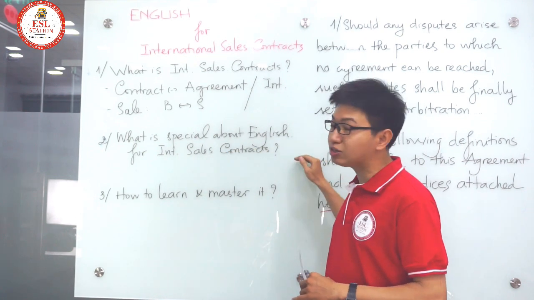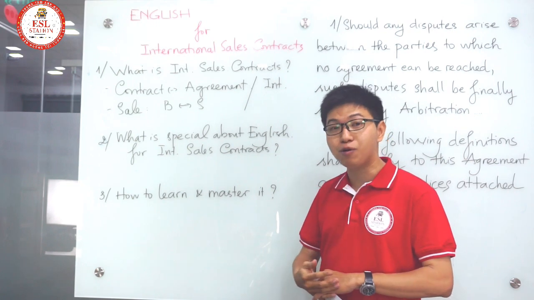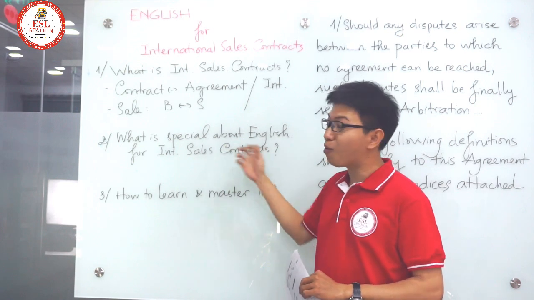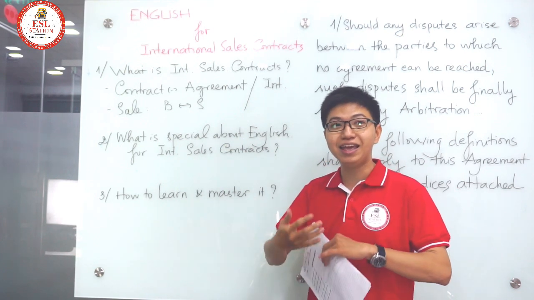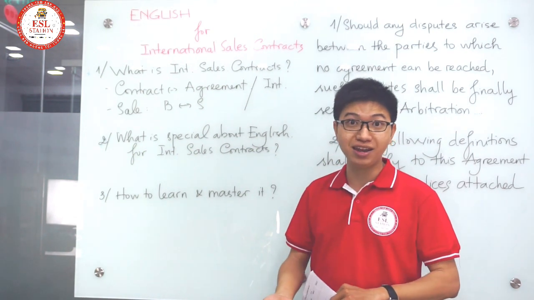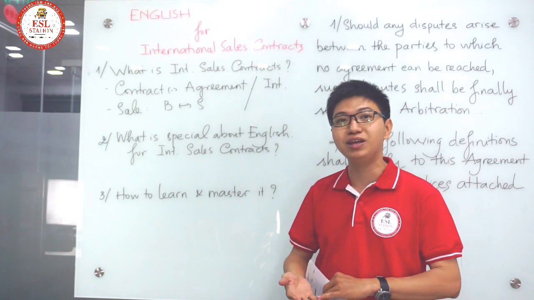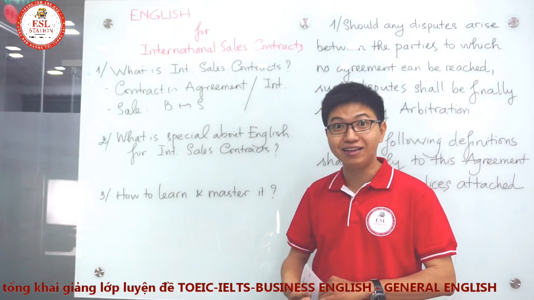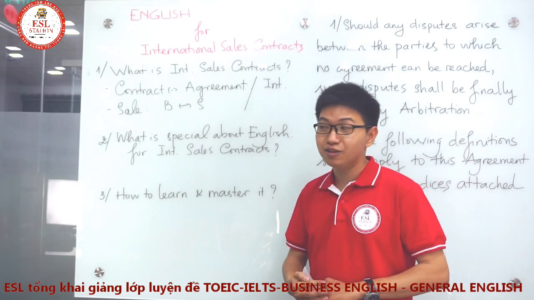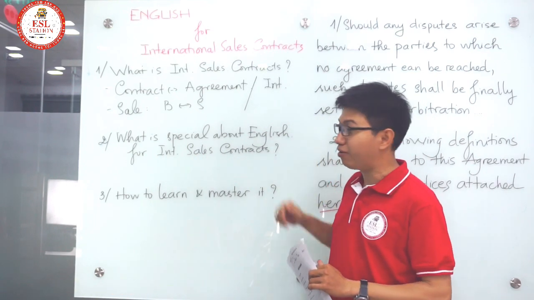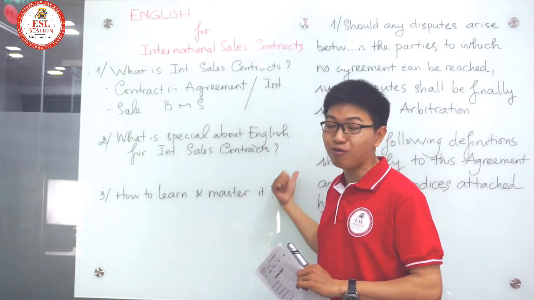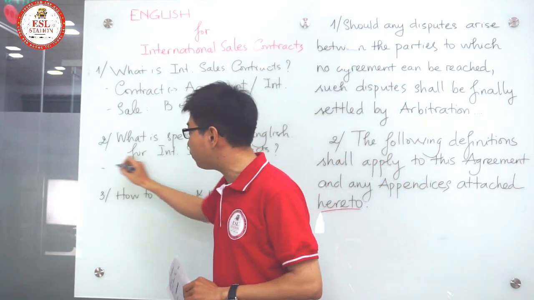So, why is it so special and obligatory for people to learn and master the English for international sales contract? The point is, it is so popular and it affects almost our daily life. And if you want to do business, if you want to make money, and if you want to be successful in the international market today, you must learn the language for international sales contract. So, what makes it so special? In my opinion, the special things for international sales contract language is we have 2 points to focus.